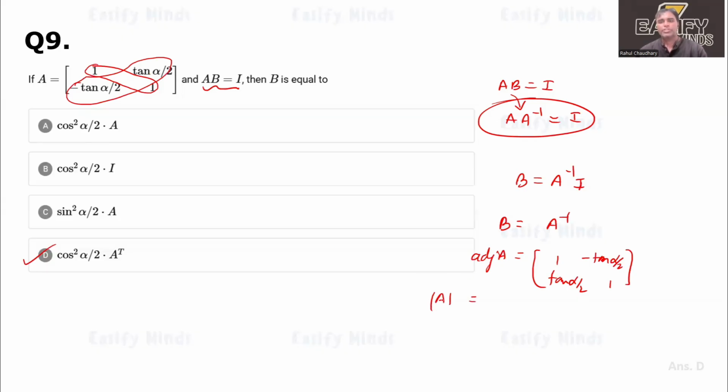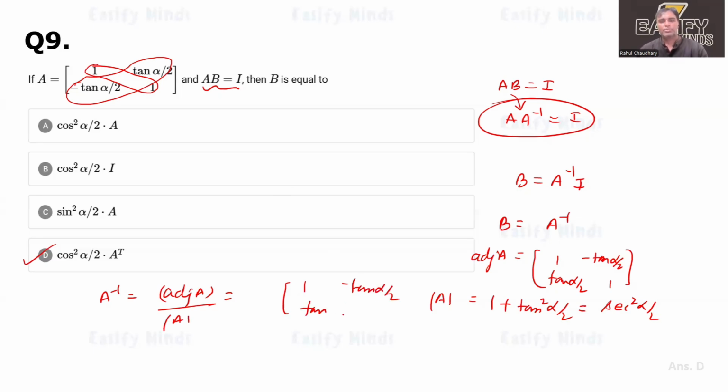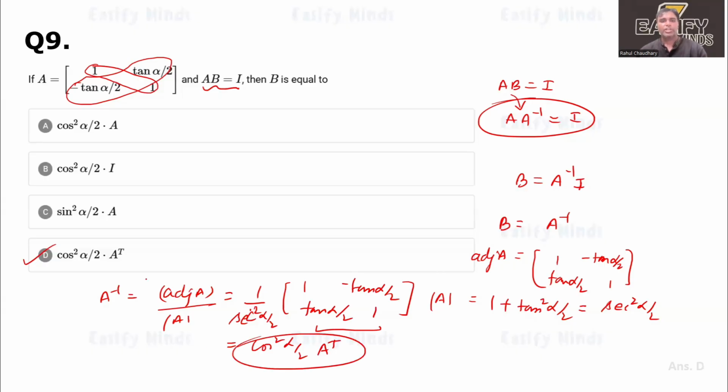Now I want the determinant of A. What is the determinant of A? 1 plus tan square alpha by 2, that is secant square alpha by 2. So the A inverse formula is adjoint of A divided by determinant of A. What is the adjoint? 1, minus tan alpha by 2, tan alpha by 2, and 1. And what is the determinant here? Secant square alpha by 2. And 1 by secant square is nothing but cos square alpha by 2. If you see, this is nothing but A transpose. So we are getting cos square alpha by 2 into A transpose.